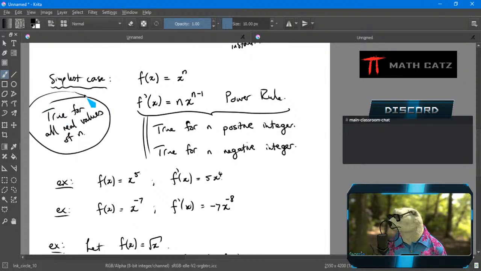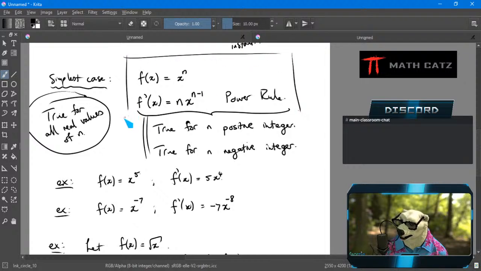Yes, integers, negative, positive, fractions, anything at all. The power rule works. So it is quite powerful. Get it? Power rule, power of x, powerful? No? Okay. In that it covers a lot more functions than we originally might have thought.